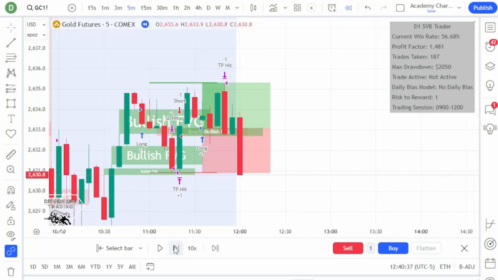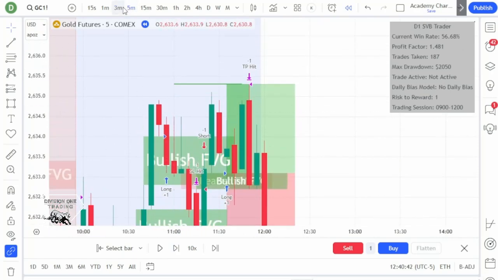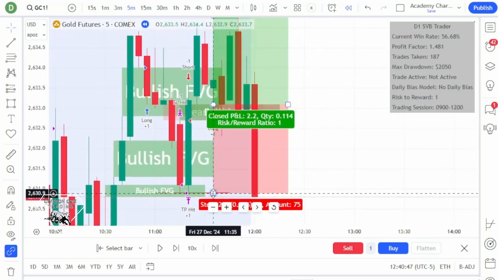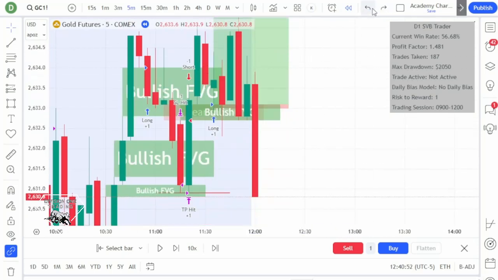That one hit TP, just barely. If you were trying to trail your stop, especially on a lower time frame, and it got right to that TP, if you didn't move up your stop, you could have got in trouble real quick. But that's the mechanics of the setup.